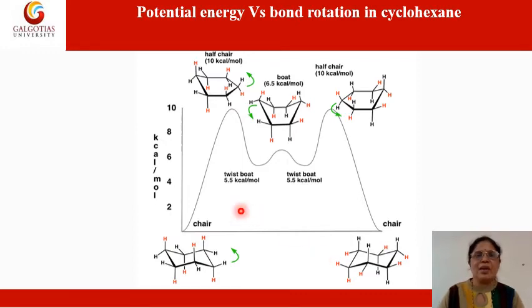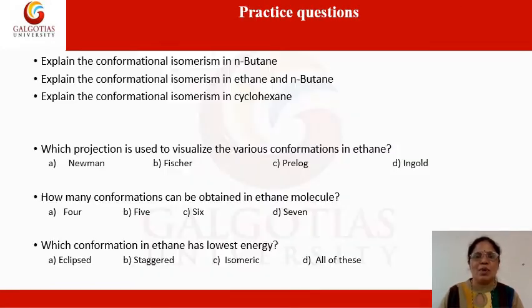And here is the potential energy level of each of the conformations, that is the 5 different conformations. The chair form, which is the most stable. Next is the boat form. Next is the twisted boat. Next is the half chair form, and finally the twisted boat.